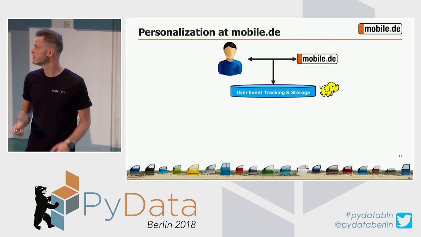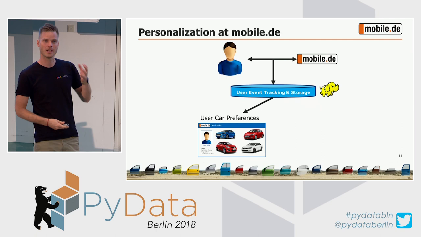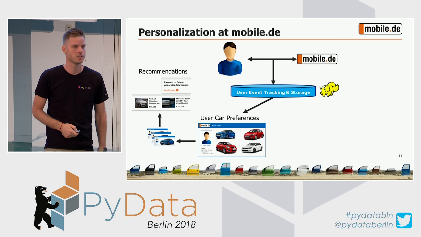And then we have, in general, two approaches to personalization. One we call preference. So if a user comes to our website, we think about what your car preferences are, and we make anonymized profiles out of this. We assemble them over multiple days, and we, for example, use them to give you recommendations which are very specific for you.